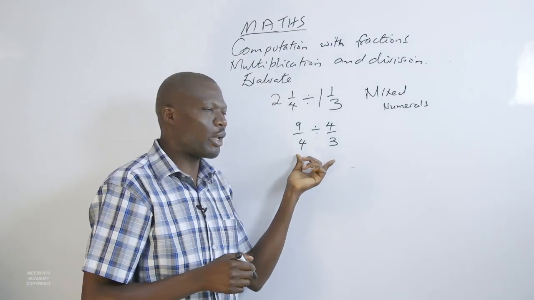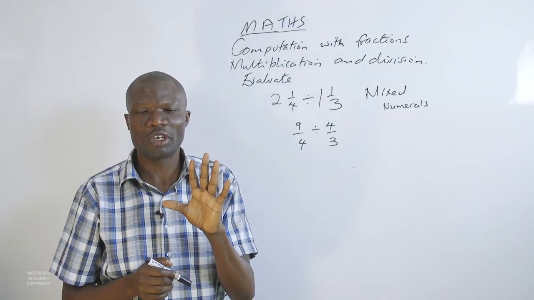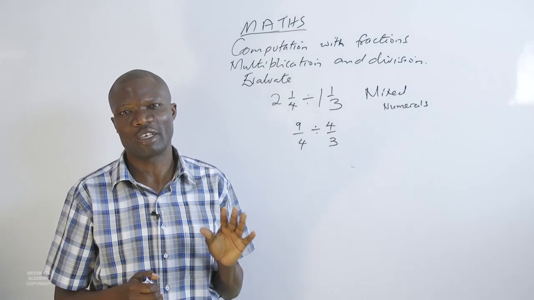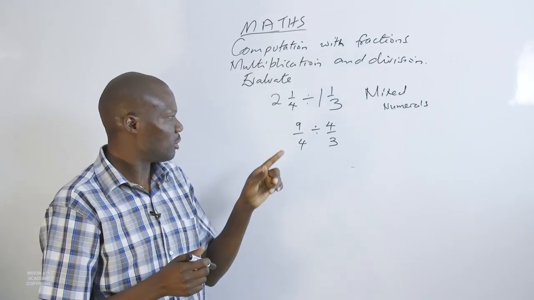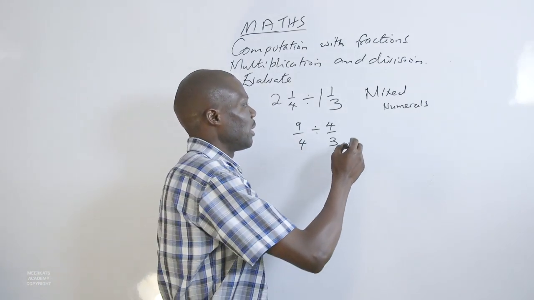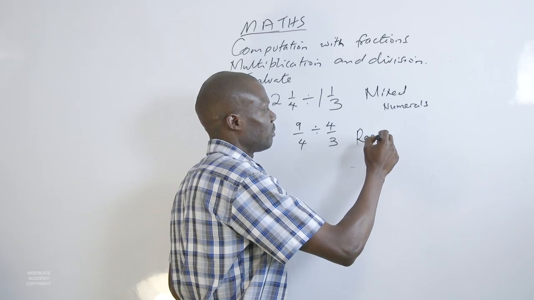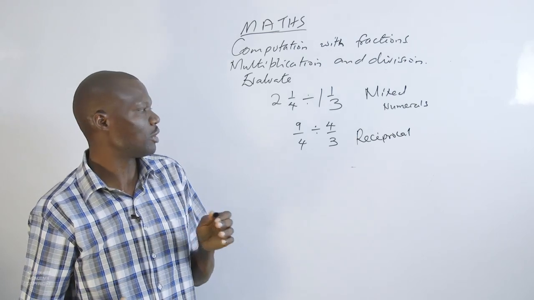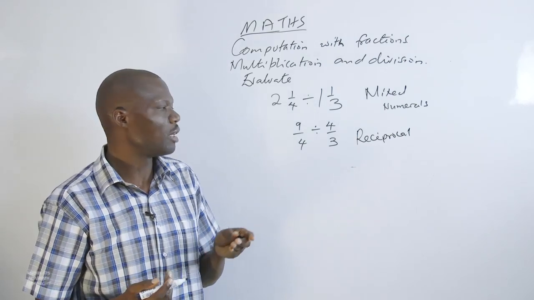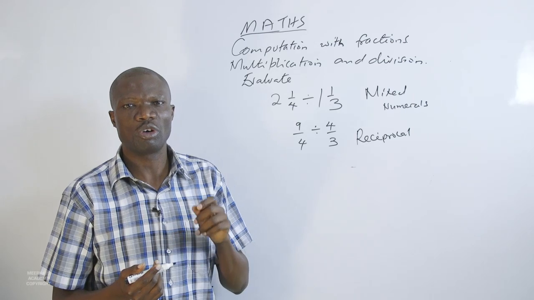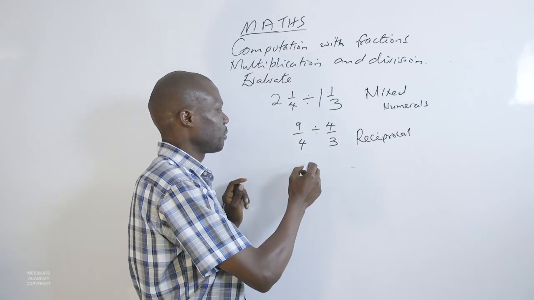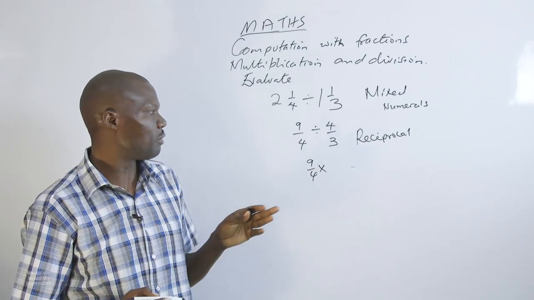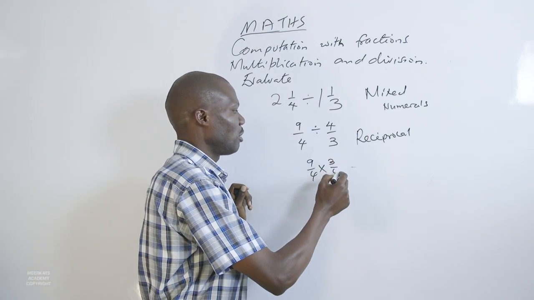Take note, we are dividing. So don't rush and look at common factors and start simplifying and cancelling. No. We'll go ahead and find the reciprocal of the second fraction, which is 4 over 3. So what is the reciprocal of 4 over 3? You should have found it is 3 over 4.